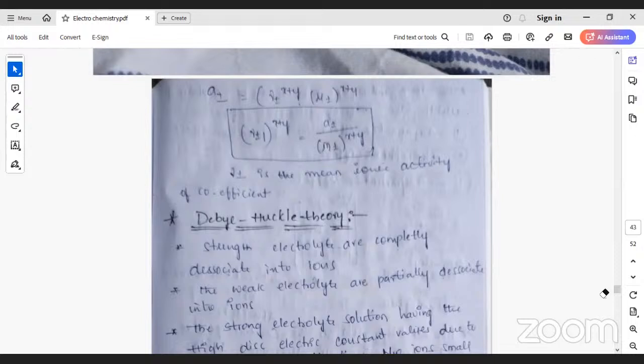Sir, I am asking about the denominator: gamma plus or minus to the power x plus y equals a plus or minus divided by m plus or minus power x plus y, how does it come? Before, the previous equation is there: a plus or minus is equal to gamma plus or minus power x plus y, m plus or minus power x plus y. This m will be moved to the left-hand side and will come in the denominator. So we get gamma plus or minus power x plus y. That's it. Okay, sir.